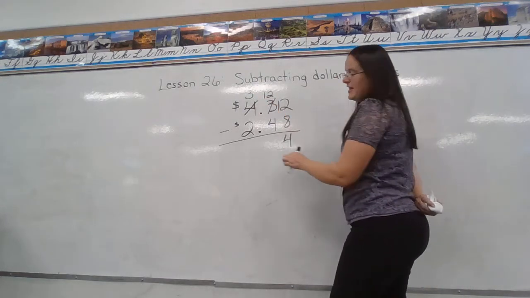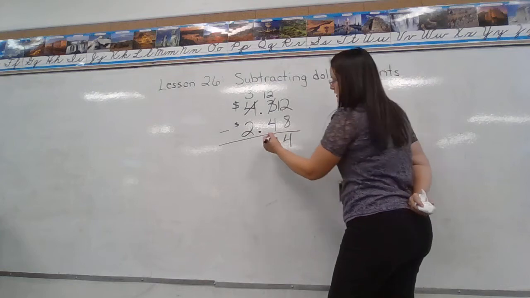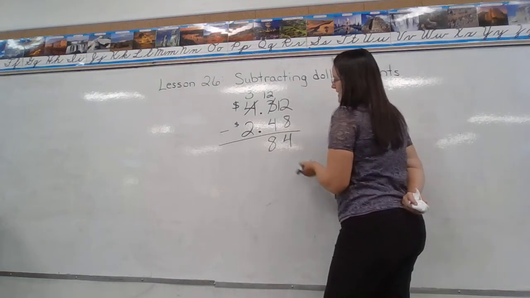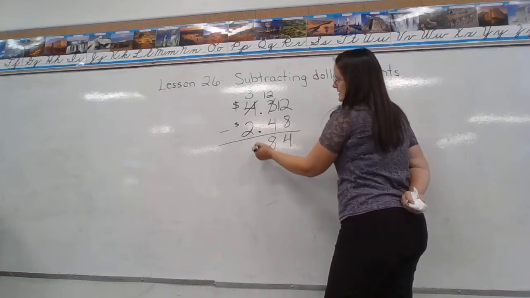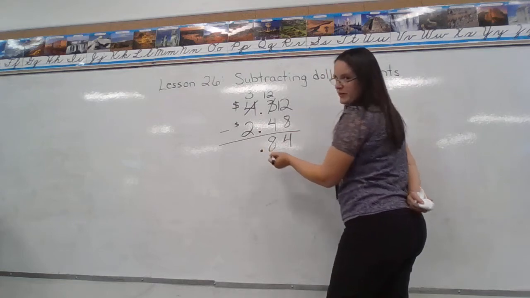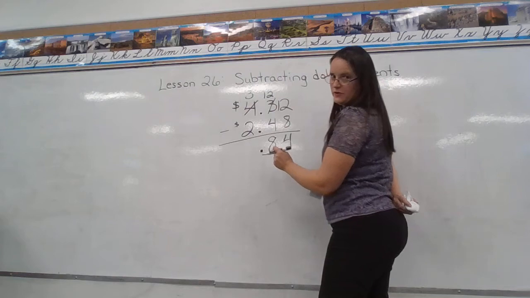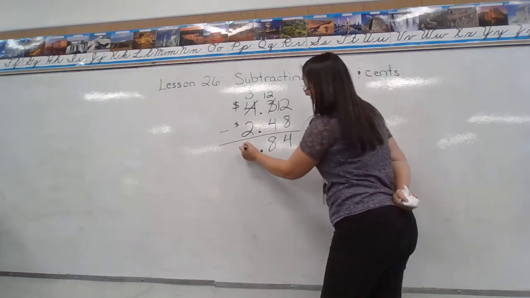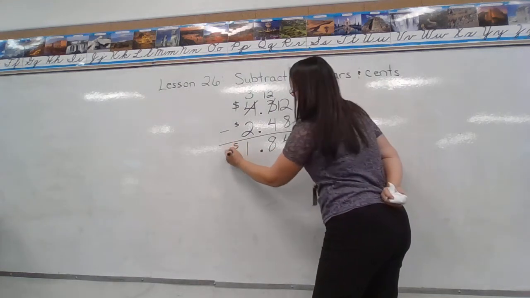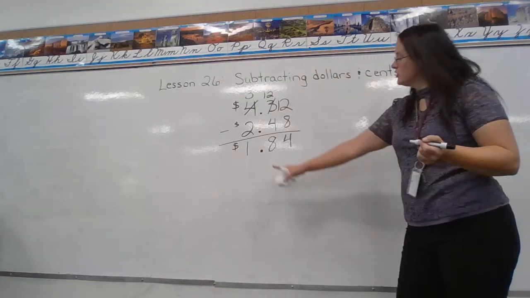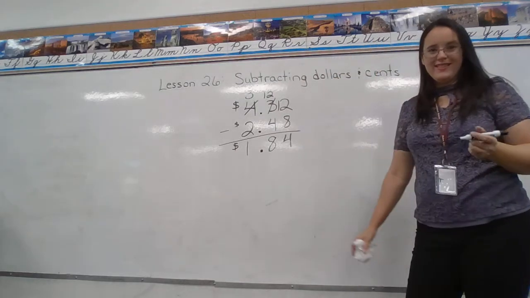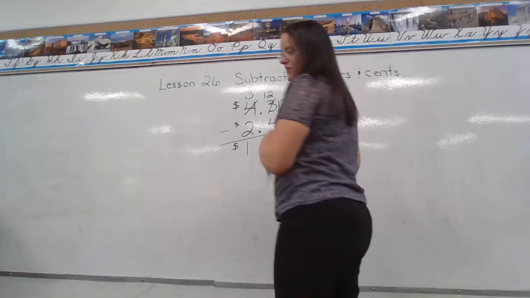Now I have 12 dimes minus 4. I'm going to have 8 dimes left. Decimal point, decimal point, decimal point, right there in a row. $3. Can I give you 2? Certainly. I'll have 1 left. And my dollar sign. So she had $1.84 left.